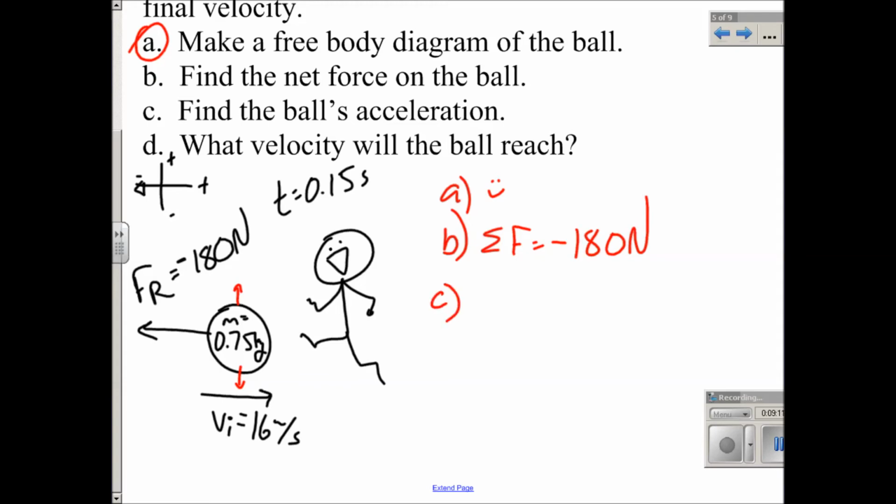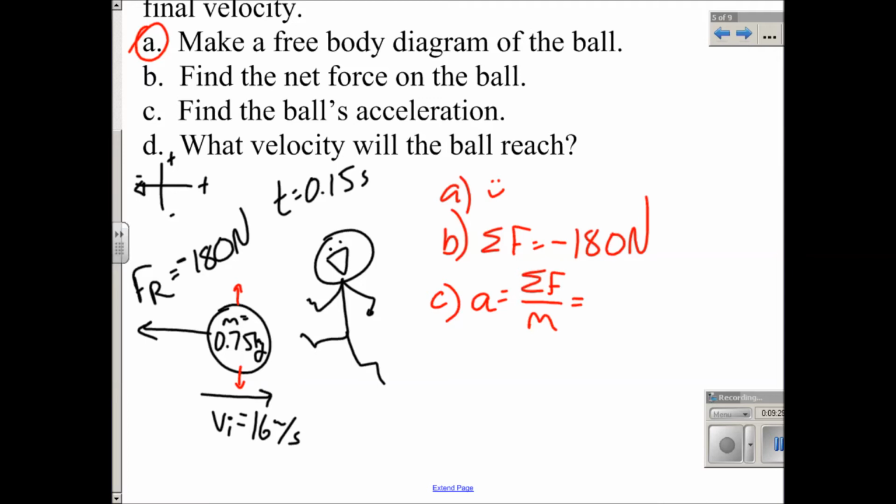Part C, find the acceleration. To do this, we need to think back to Newton's second law, which says acceleration is net force over mass. If it's been a while since you thought about that equation, it would be worth writing down again, because it will come up now and again this chapter.